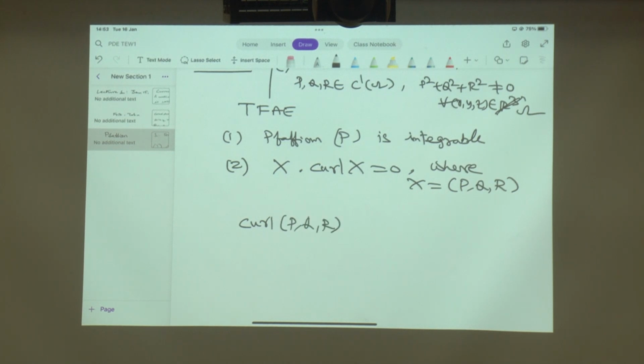Thanks for giving me a lead because I wanted to mention this. So this is how we write, no? i, j, k, dou by dou x, dou by dou y, dou by dou z, P, Q, R. We don't usually do that, but we still write this. We know how to find this, no? It's like A cross B, where A is the operator, dou by dou x, dou by dou y, dou by dou z.